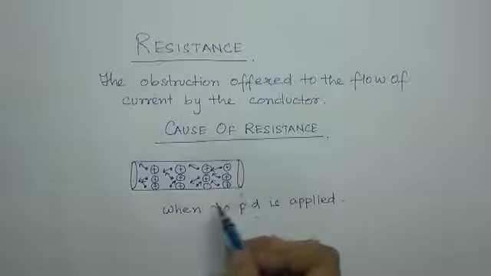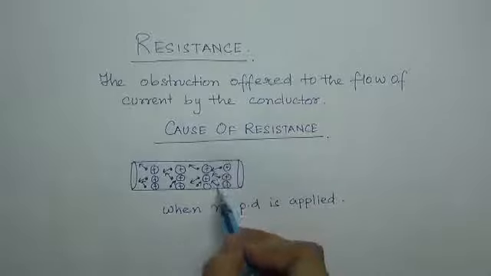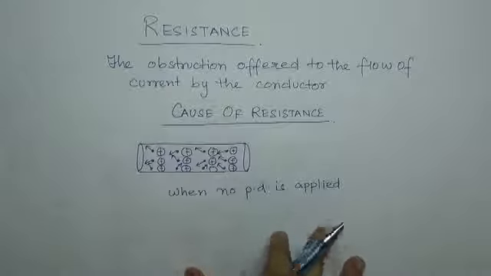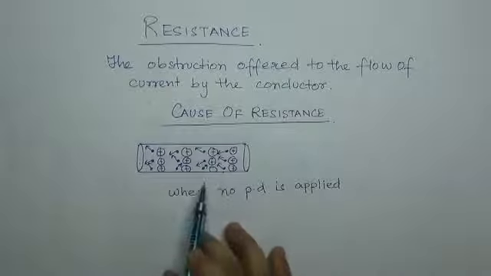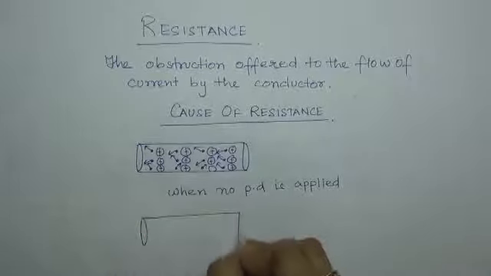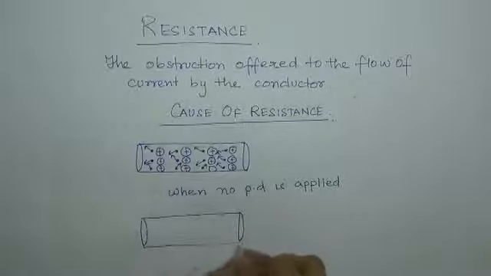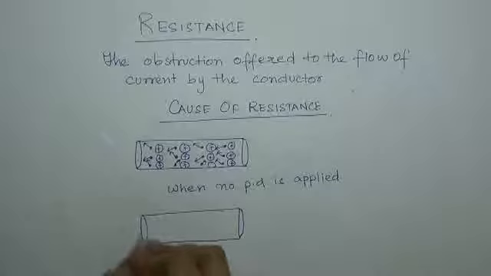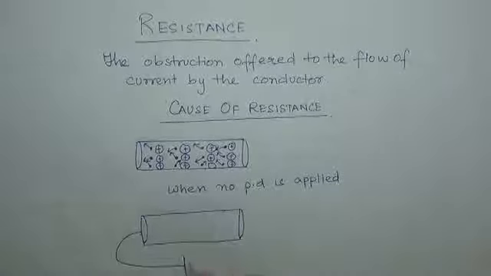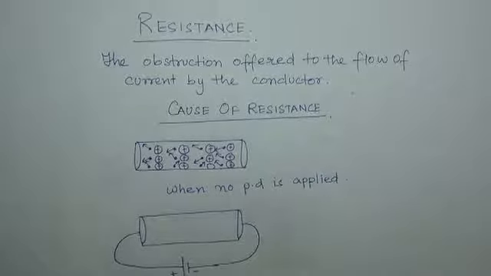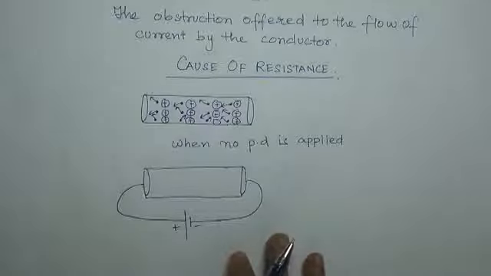When they are moving in a random manner, what are they doing? They are colliding among themselves and also with the positive ions, as you can see in the figure. Now let us connect the cross section of the conductor with a battery or a cell. That means we are going to apply a potential difference across its ends.